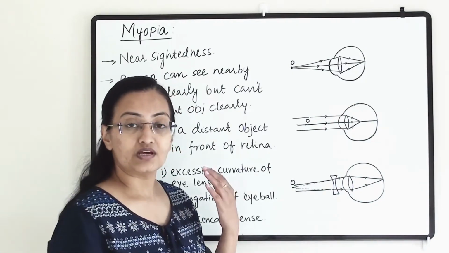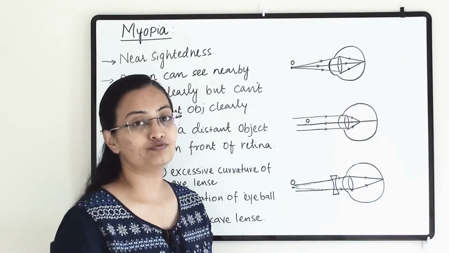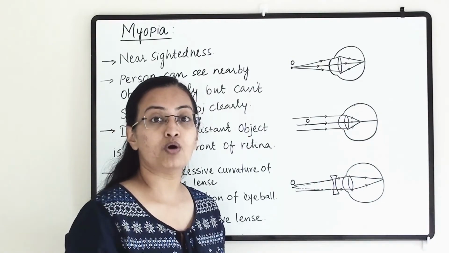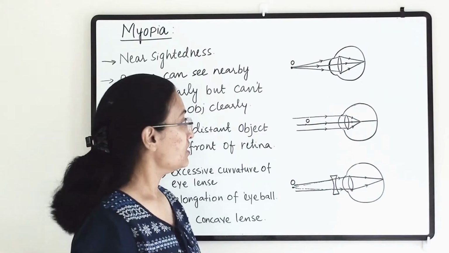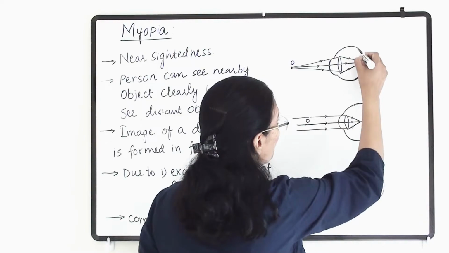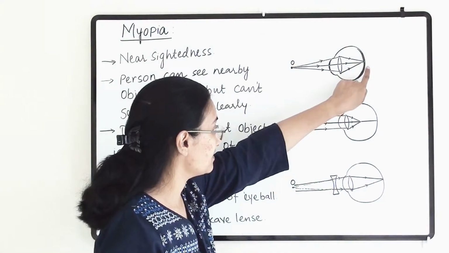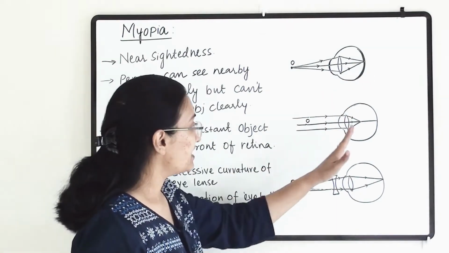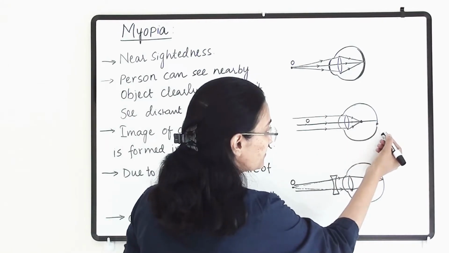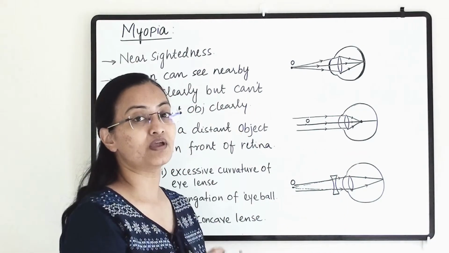So generally when we are seeing an object, whether it is lying far or near to us, that image will form at the retina. Retina is a screen that has an enormous amount of light sensitive cells. So that retina is lying here. Whatever object we are seeing, that object's image will form at the retina. But in a myopic eye, that image will form in front of the retina and not on the retina. So that's why that person will not be able to see the distant image clearly.